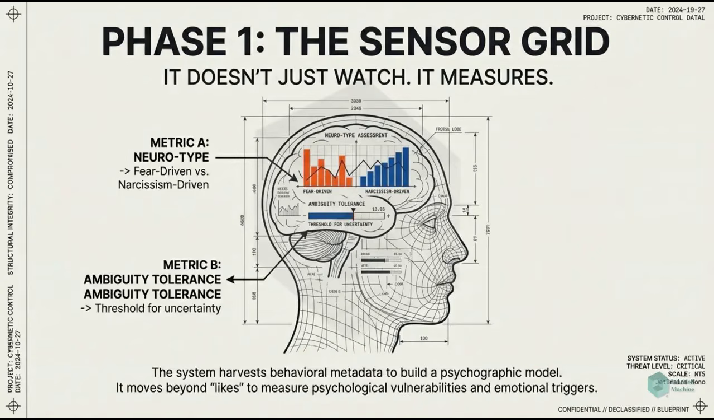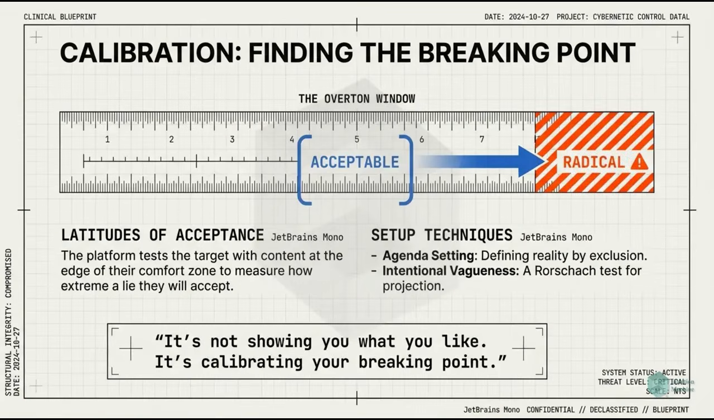Phase 1, the sensor grid. Before the system tries to change you, it measures you. Not your opinions. Those don't matter yet. It's measuring your vulnerabilities. How do you handle uncertainty? Which emotions override your critical thinking? What do you need most? Safety, status, belonging? This is why your social media feels like it knows you. It does. Every pause, every scroll, every angry comment is data about what makes you tick, and more importantly, what makes you break. The system is thin-slicing you in real time.